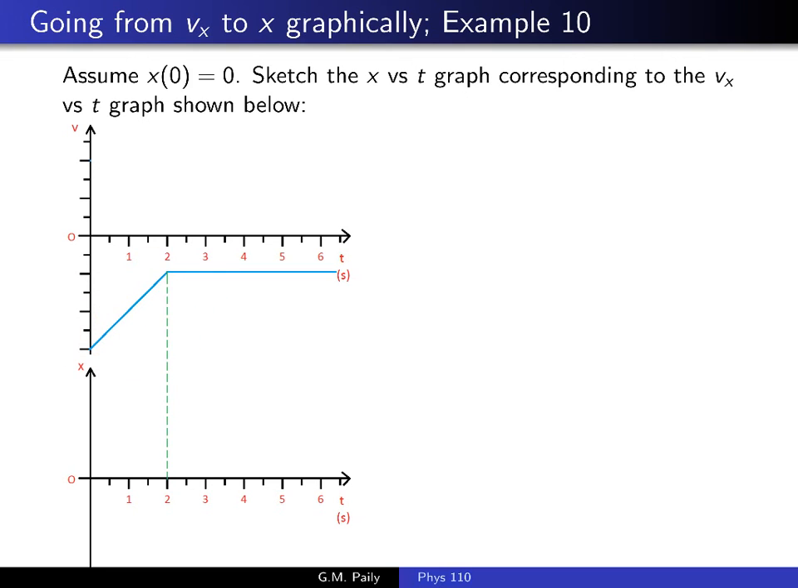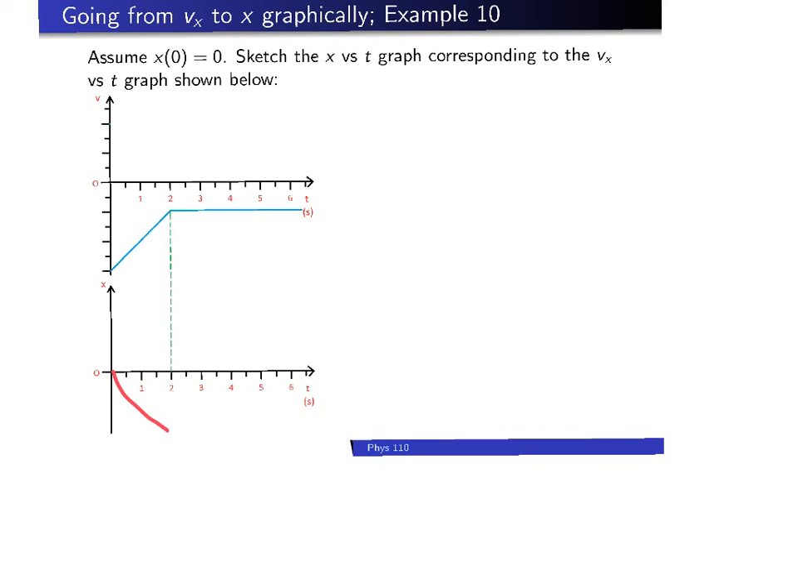In this first part, the v versus t graph is linear, which means the x versus t graph will be quadratic. We notice that it starts with a large negative value and changes to a smaller negative value. And so we see that we start with a large negative slope and then turn to a slightly less negative slope.